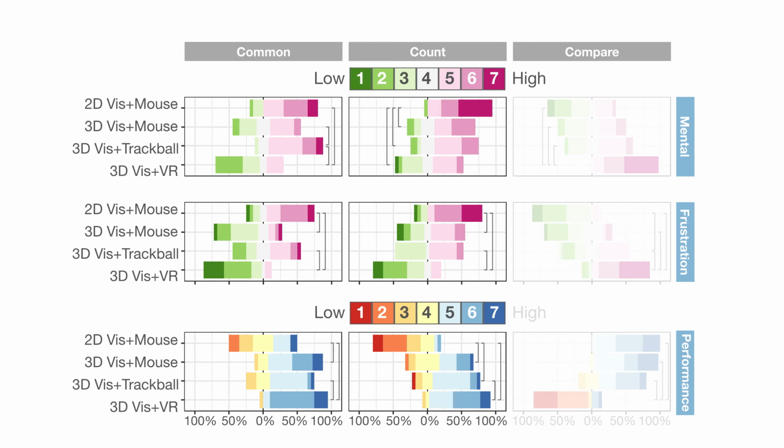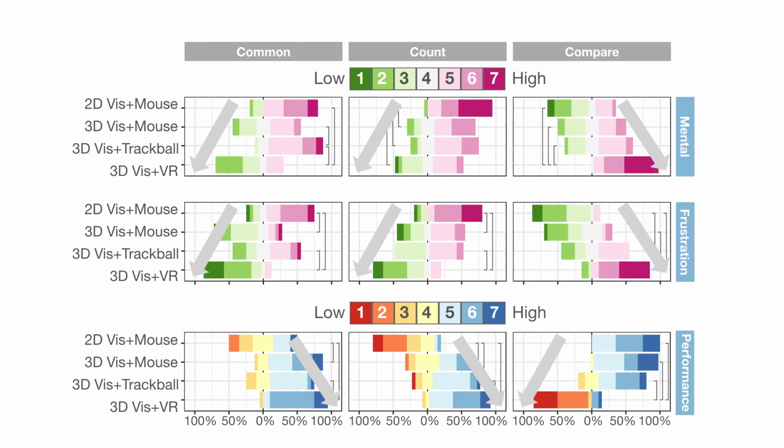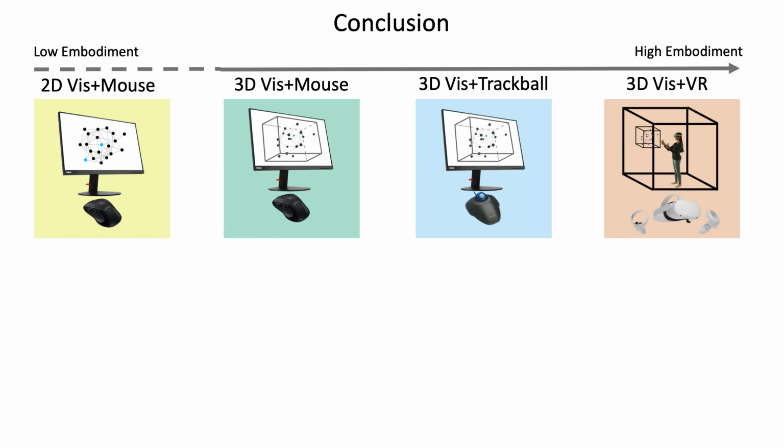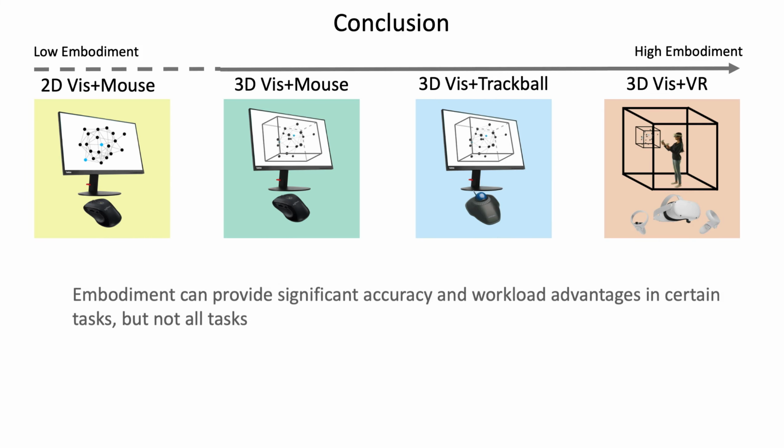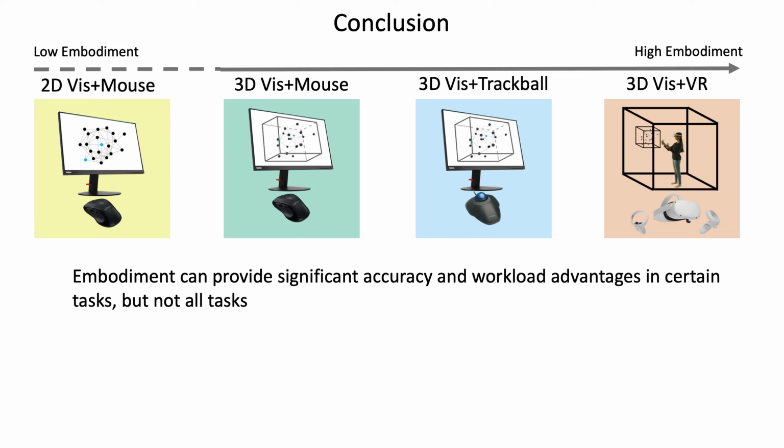In Common and Count, we observed benefits to increasing immersion in mental demand, frustration, and overall performance. However, such a benefit did not exist in Compare, where we found participants did not need and therefore did not like the increased immersion for that task. In the end, we concluded that embodiment can provide significant accuracy and workload advantages in certain tasks, but not all tasks benefit from the added functionalities of embodiment.